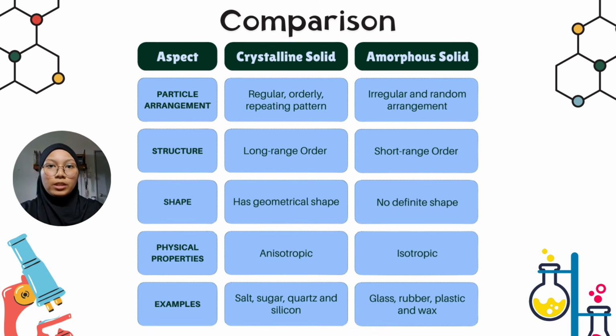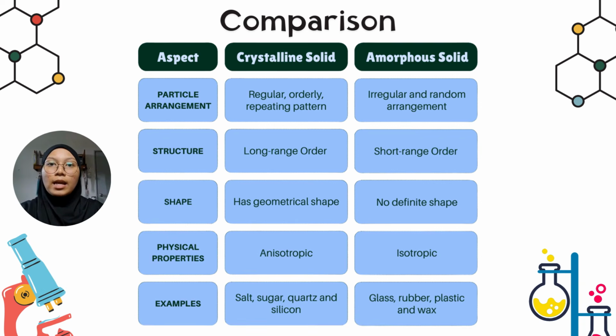For their shape, crystalline solids have a geometrical shape, while amorphous solids have no definite shape. Next, for the physical properties, crystalline solids are anisotropic, meaning their properties vary depending on the direction. Amorphous solids are isotropic, meaning they are uniform in all directions. Lastly, examples of crystals include salt, sugar, quartz, and silicon. Amorphous examples are glass, rubber, plastics, and wax.